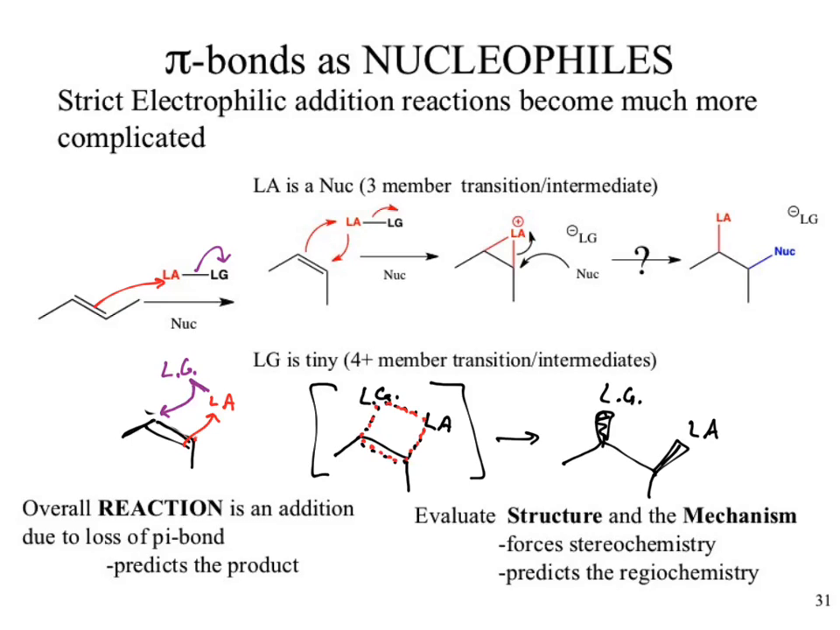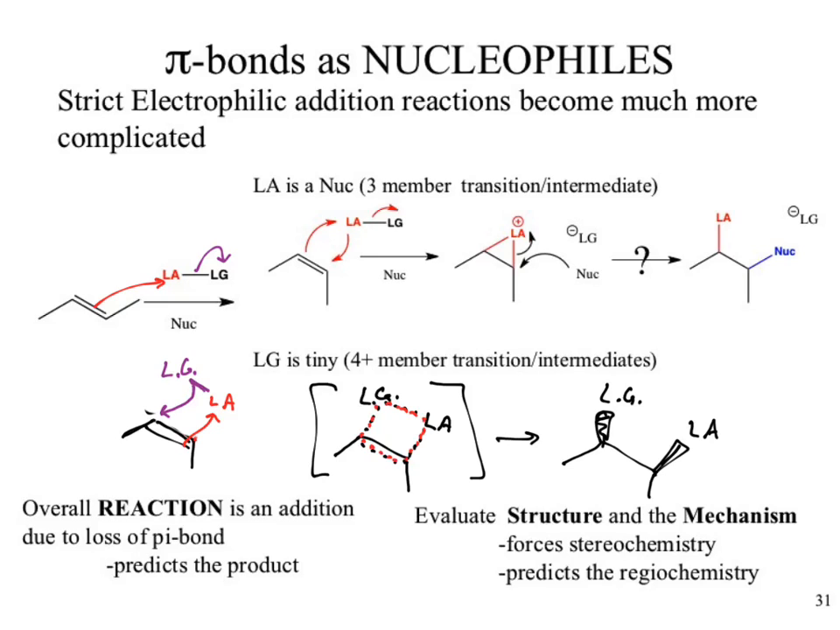So when we look through this, our overall reaction is an addition. This helps us predict the product. We know the Lewis acid has to be attached to one carbon. The leaving group has to be attached to the other. When we go through and look at the structure and the mechanism, this can give us information about the stereochemistry. It can also give us information about the regiochemistry.